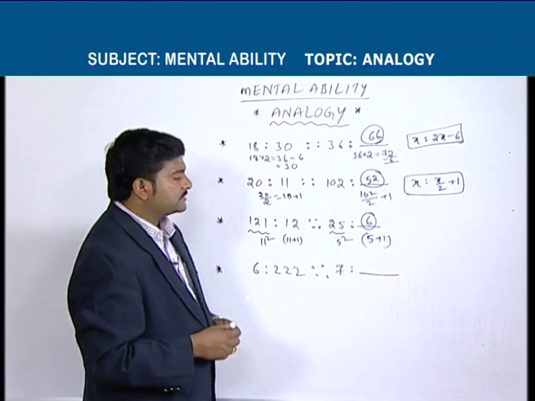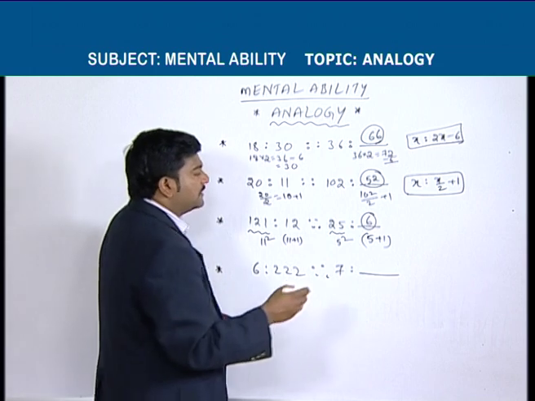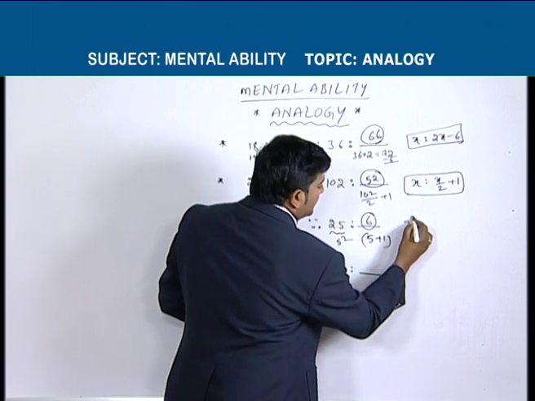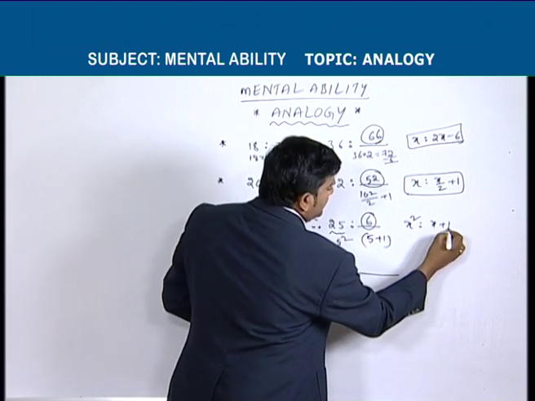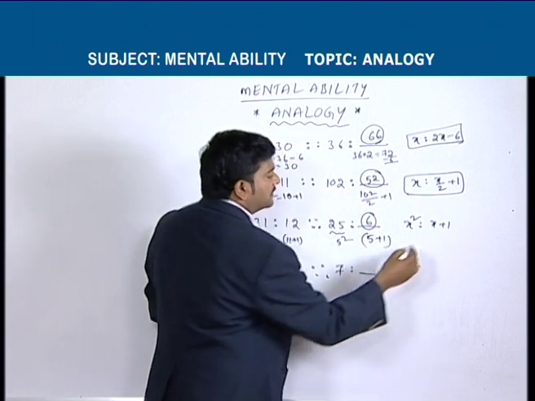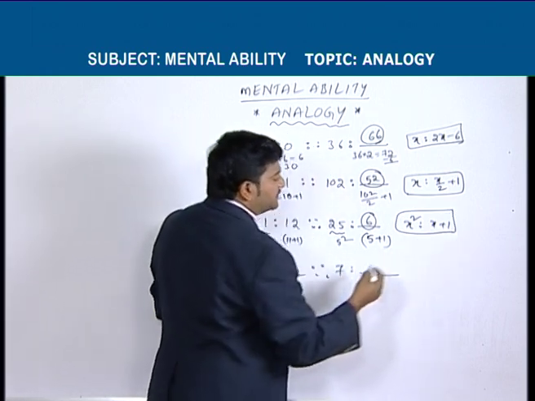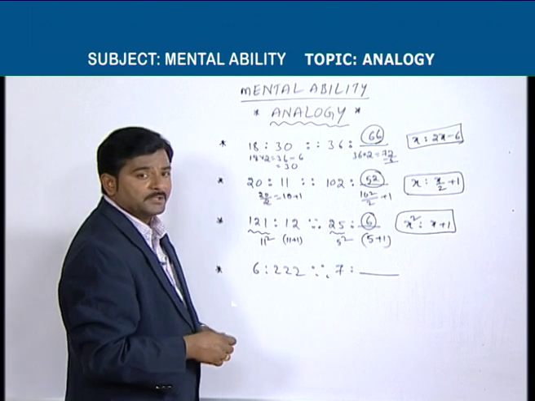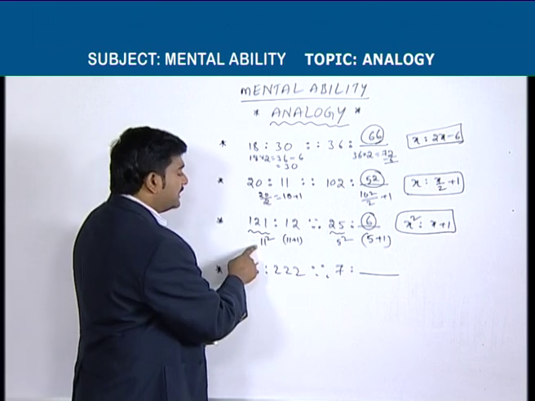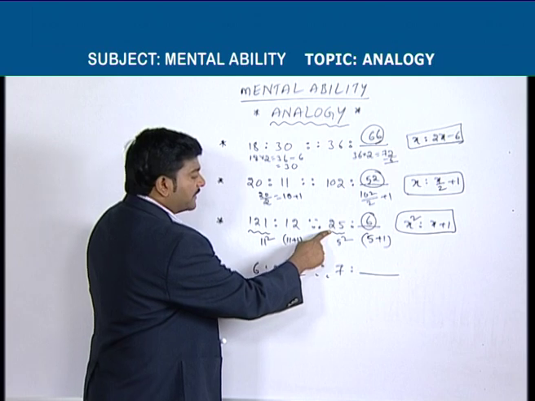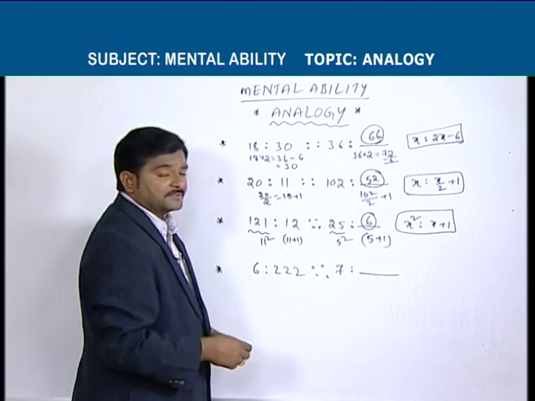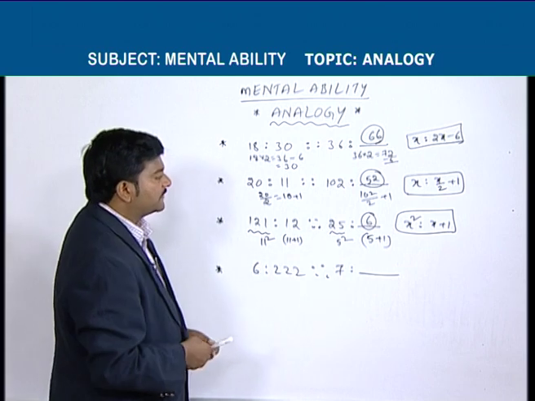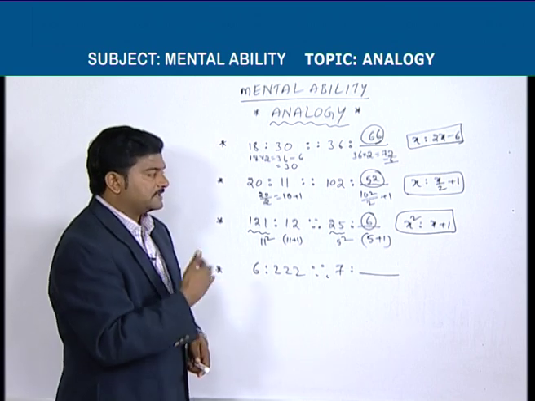So in general, what can we write? If this word is x square, then this will be obtained by x plus 1. X square is to x plus 1 concept. I hope you understood. Okay, so it's a simple concept. 11 square, 11 plus 1. 25 means 5 square, 5 plus 1. That is the concept involved for this example. Okay, that is the generalization.